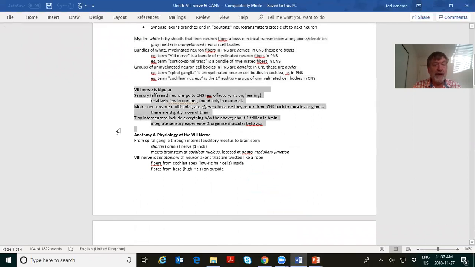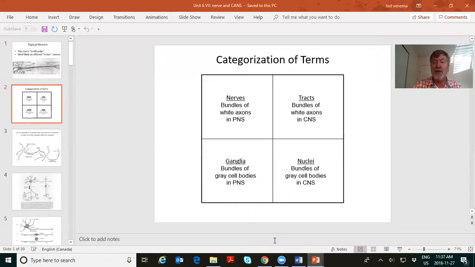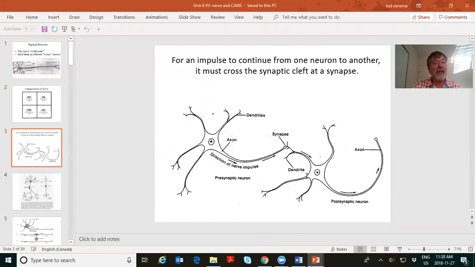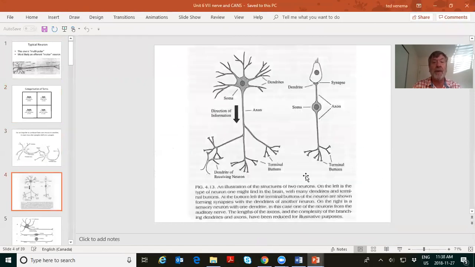And the eighth nerve is unique in and of itself because it's bipolar. In other words, unlike this neuron here that has many different branches, one long axon and lots of dendrites, unlike the neuron on the left, which has many branches, the eighth nerve is bipolar. It's got a cell body and 2 arms.